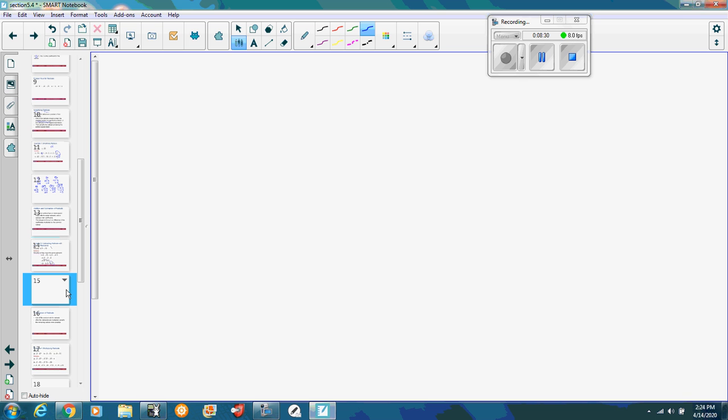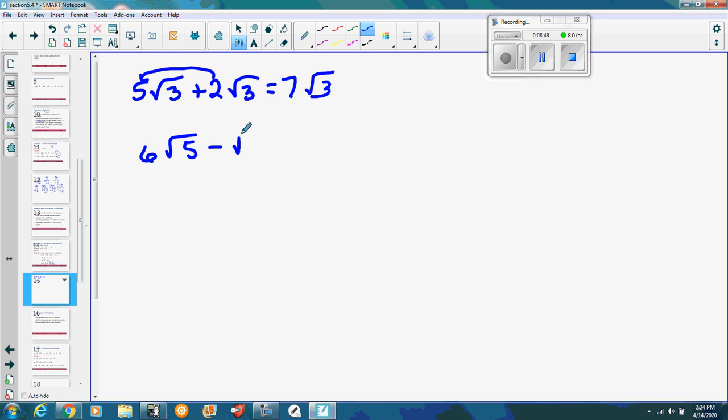So I just want to show you that if you did have the same radicand, so like let's say I have 5 radical 3 plus 2 radical 3, they're both radical 3, I can just add them, and I get 7 radical 3. I add the numbers out front. Let's say I had 6 radical 5 minus radical 5. So even though we don't write it, by convention, there's a 1 here. So 6 minus 1 would give me 5 radical 5. And that would be my answer.